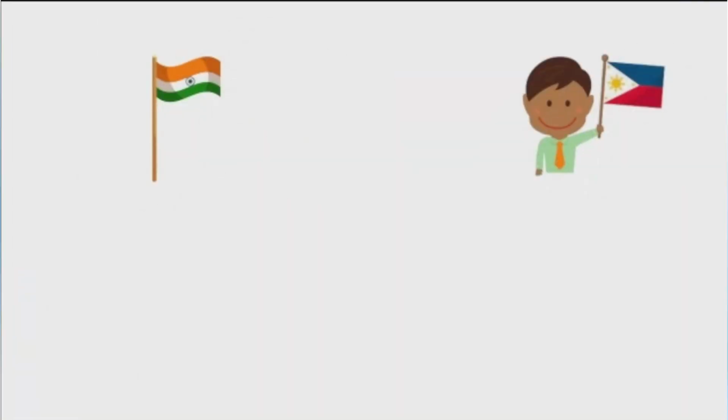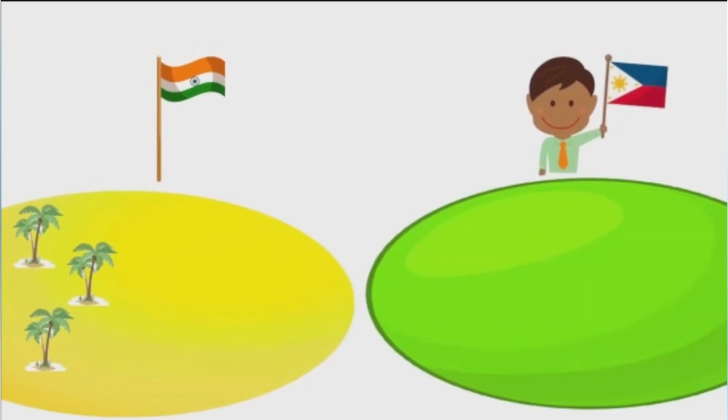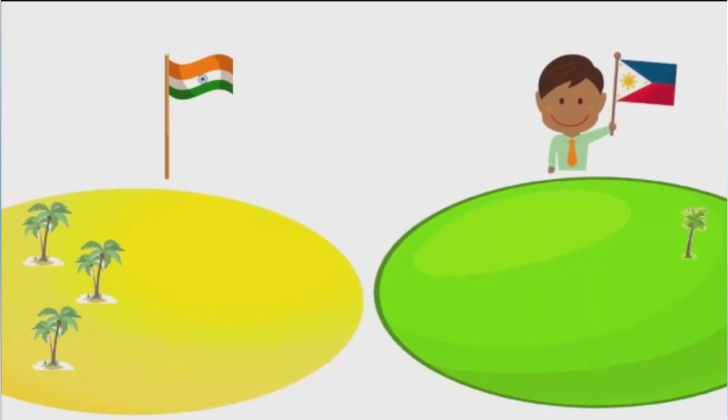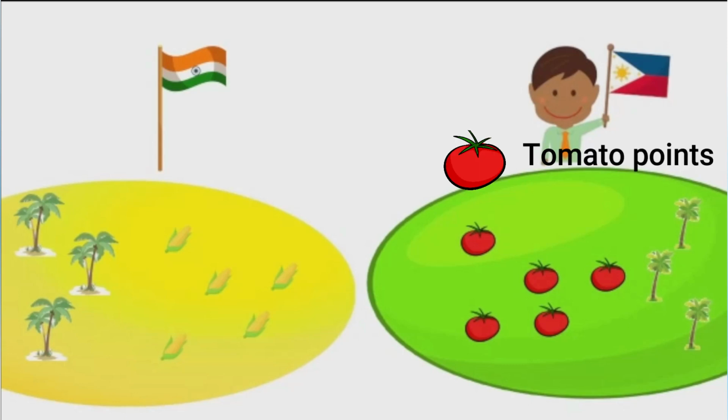What is a floating exchange rate? Let me try to make you understand with an example. Assume that you and I live on two different islands. One is India and the other is the Philippines. We both grow different vegetables on our islands. I grow corn on my island and you grow tomatoes on your island. We both create our own currency. You create tomato points and I create corn points.